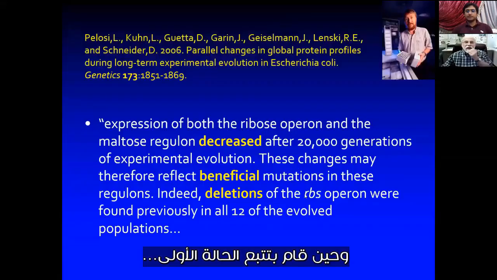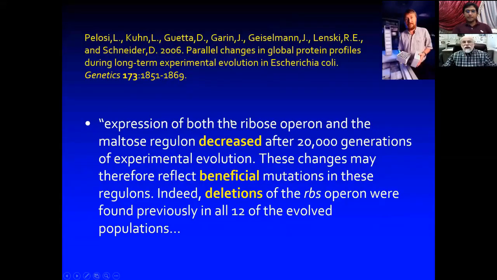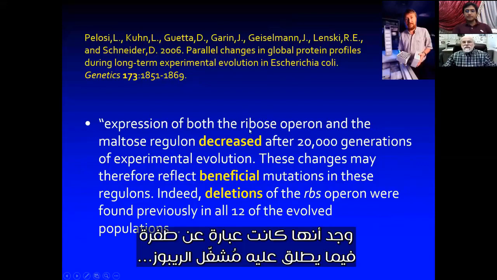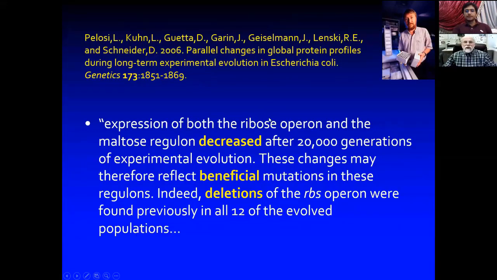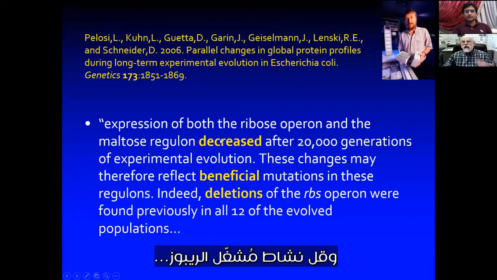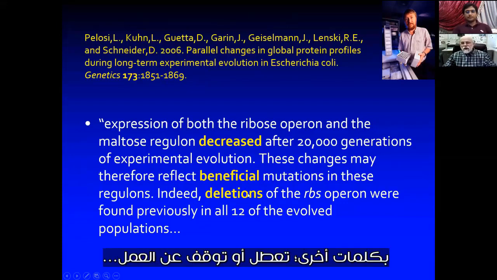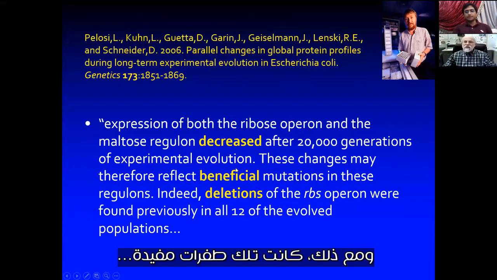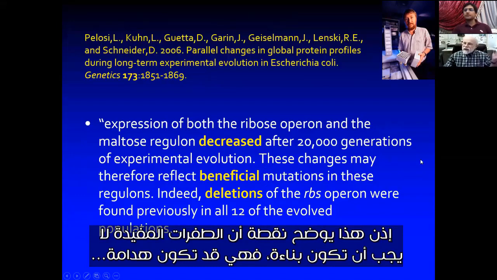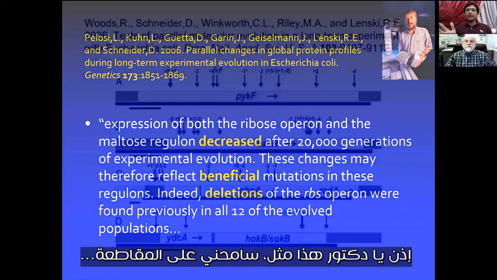And when he tracked down the first one, he saw that it was a mutation in something called the ribose operon. And the ribose operon, the activity of it decreased. And it turns out that much of it was deleted. In other words, broken, was thrown out. And nonetheless, this was a beneficial mutation. So this makes the point that beneficial mutations don't have to be constructive. They can be degradative.